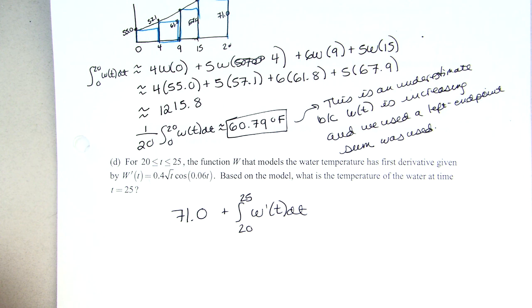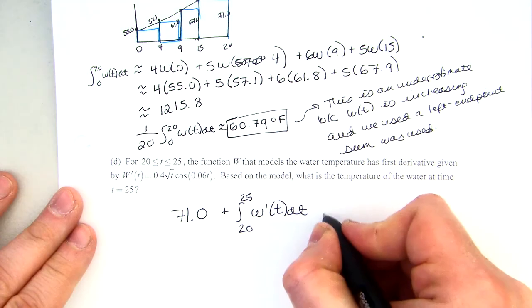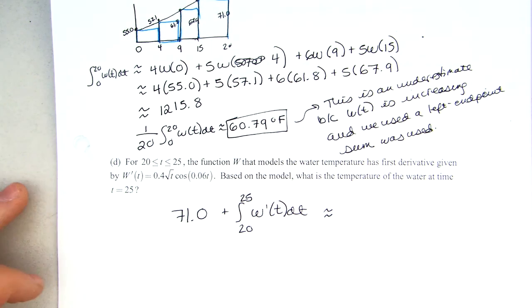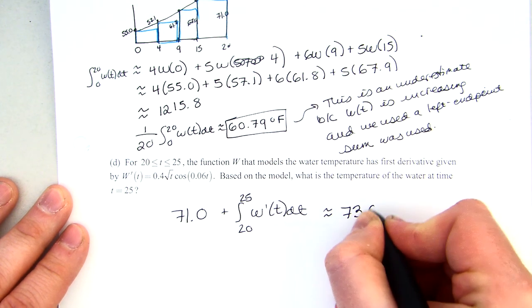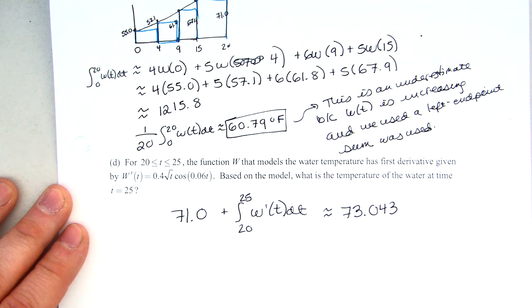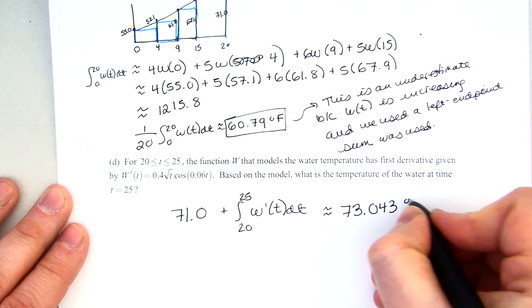I think we still have a minute. What was that? 73.043. Say one more thing. Degrees Fahrenheit.